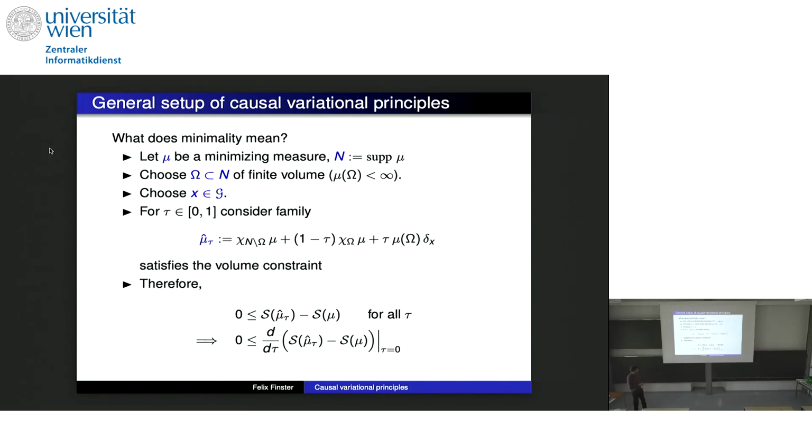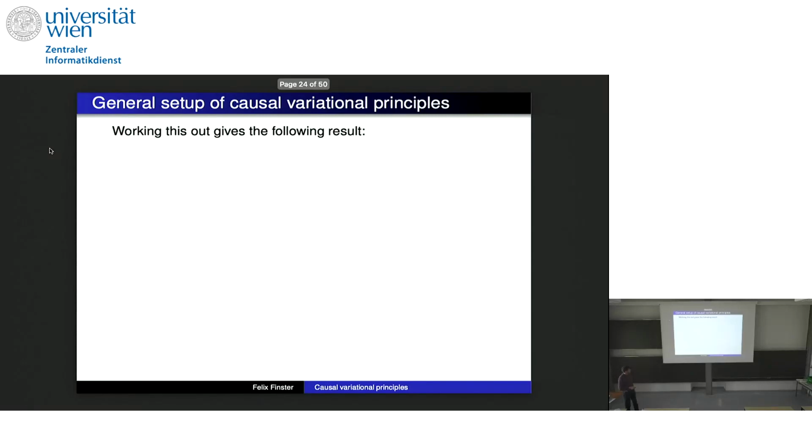Okay, if this is non-negative for all tau, and of course it is 0 if tau is equal to 0, then also its first derivative is non-negative. In other words, we linearize in tau. And now we have here an inequality, and you can in fact differentiate the integrals and work all this out. And what this gives is the following result.